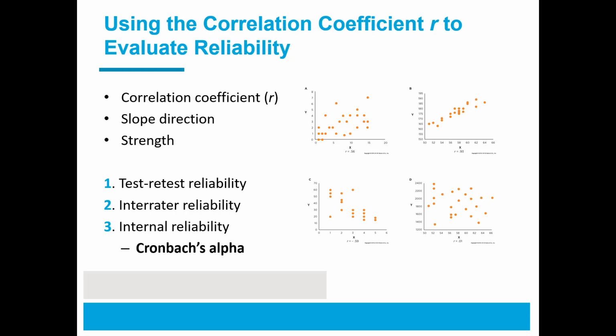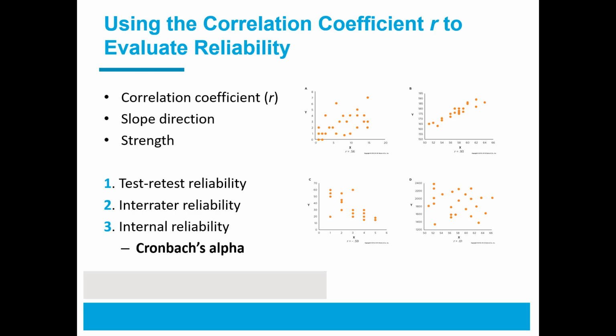The spread of the dots in a scatter plot corresponds to the strength of the relationship. When dots are close to the line, as in graph B, you have a strong relationship. When dots are spread out, like in graphs A or D, you have a weak relationship.